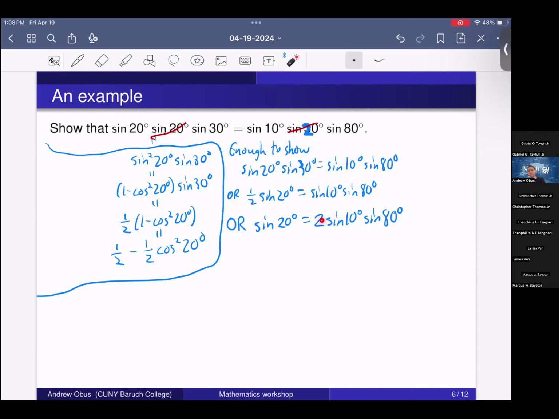Which formula does this maybe remind you of? Something that we talked about earlier today.